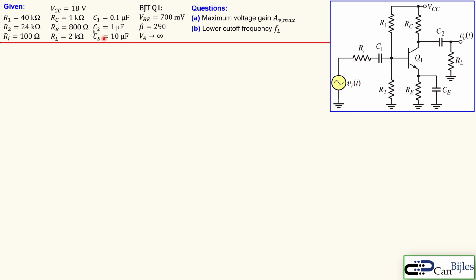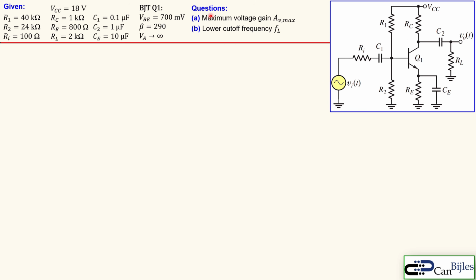And we have three capacitors: C1 and C2, 100 nanofarads or 0.1 microfarads, we have 1 microfarad, and we have the bypass capacitor C, which is 10 microfarads. And the power supply VCC, so we have only one power supply in this circuit.